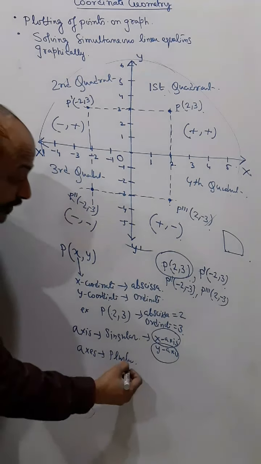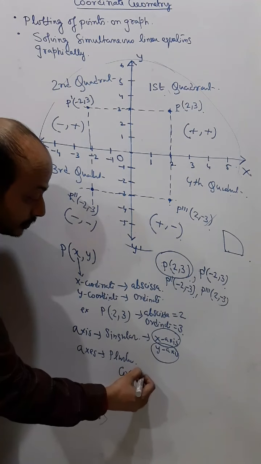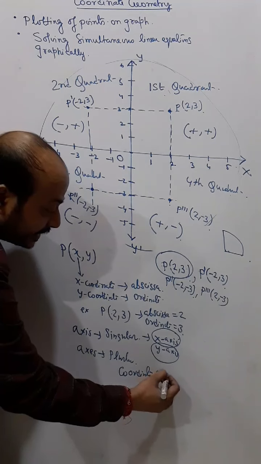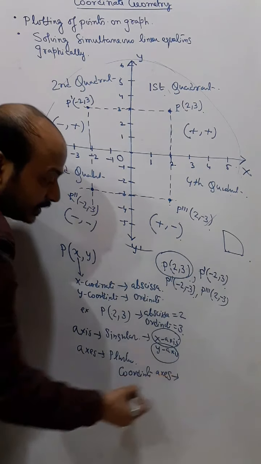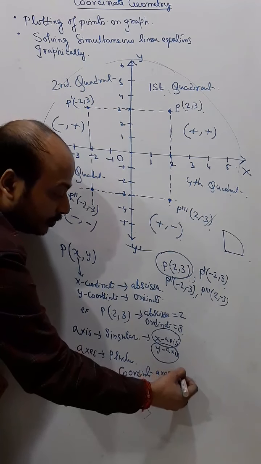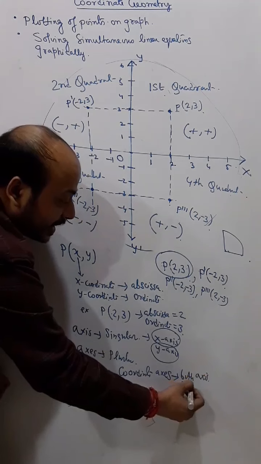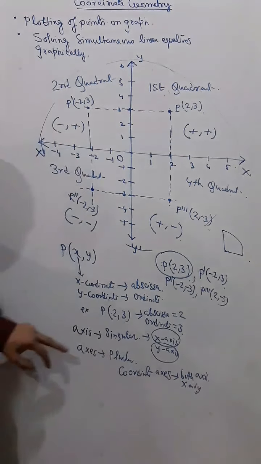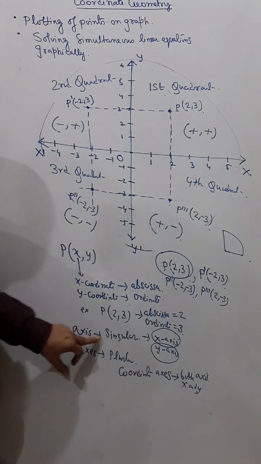Okay, so that means when we say coordinate axis, that means we are talking about both axes, x and y. So when it is plural, we spell it as AXES. When it is singular, we spell it as AXIS.